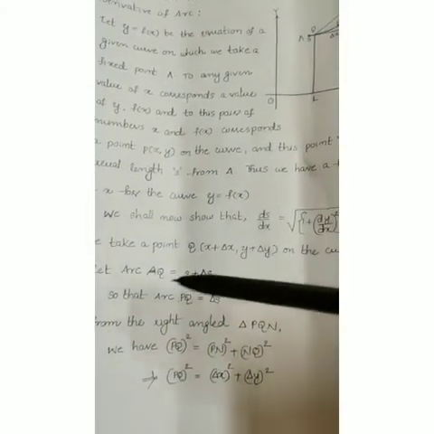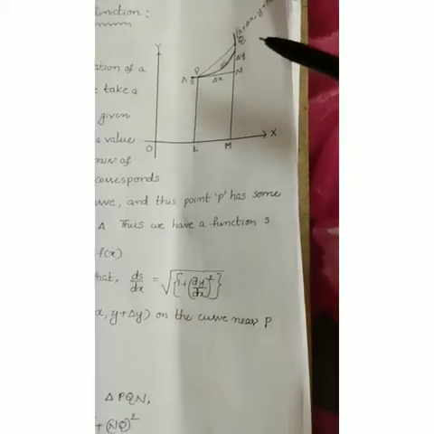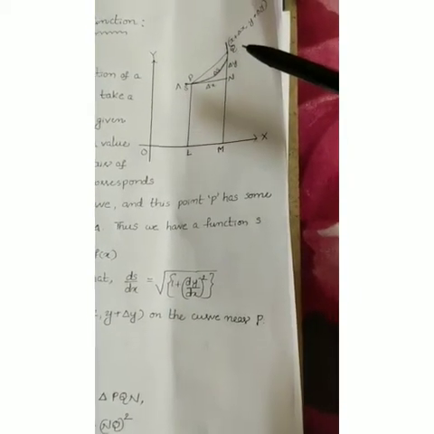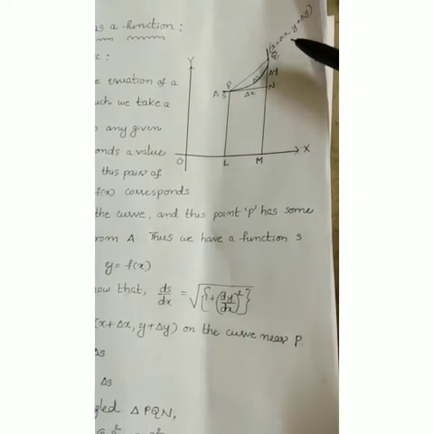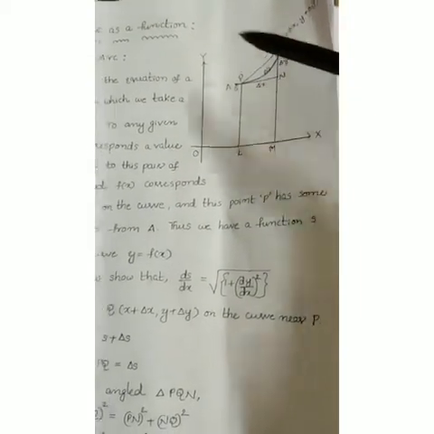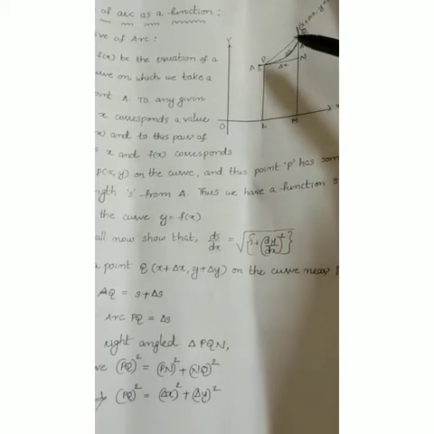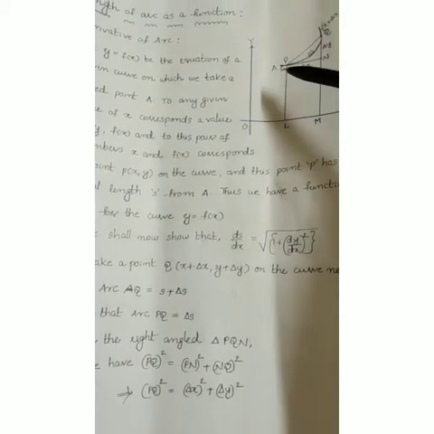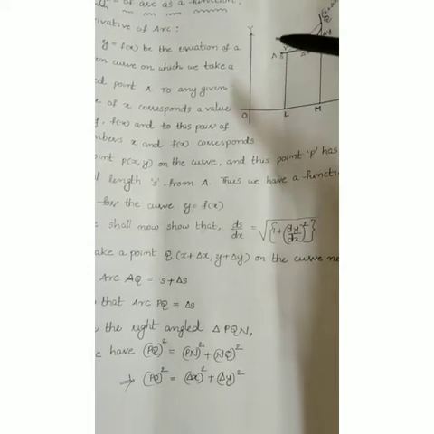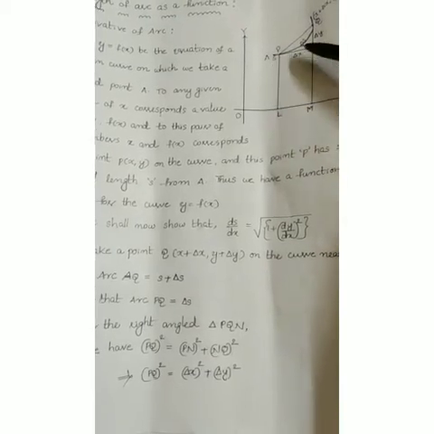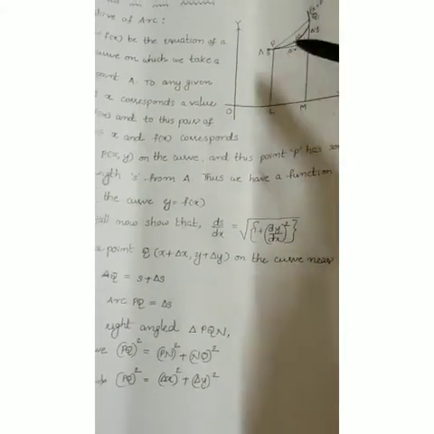For this, we take a point Q, another point on the curve. So the coordinates of the points P, Q are x, y and x plus delta x, y plus delta y on the curve near P. Let arc AQ, the arc length from A to Q, be s plus delta s, because the arc length from P to Q is delta s, and the distance from A to P is s. So the distance from A to Q is s plus delta s. So here arc PQ equal to delta s.